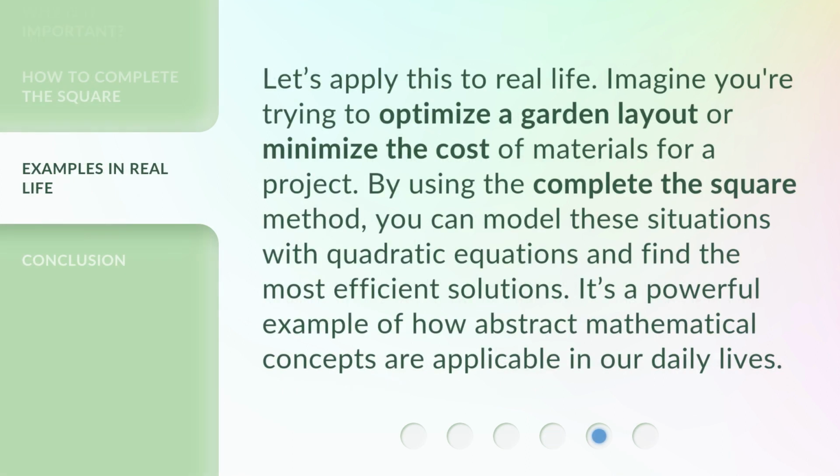Let's apply this to real life. Imagine you're trying to optimize a garden layout or minimize the cost of materials for a project. By using the complete the square method, you can model these situations with quadratic equations and find the most efficient solutions. It's a powerful example of how abstract mathematical concepts are applicable in our daily lives.